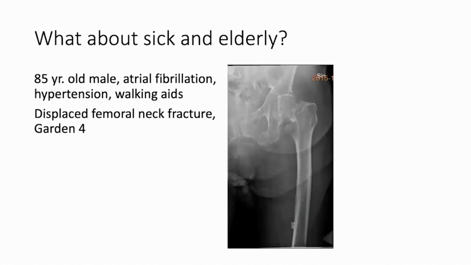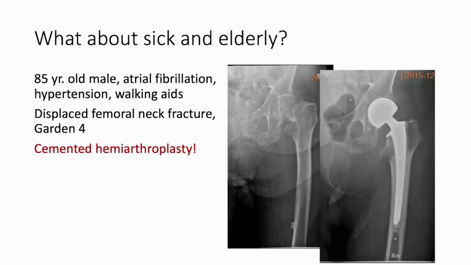So what about the sick and elderly patient? A typical case would be this gentleman. He's 85 years old. He has atrial fibrillation, hypertension. He uses walking aids and doesn't actually walk a lot. He also has a displaced femoral neck fracture type 4, according to the Garden classification. And according to our local routines, this patient would be operated with a cemented hemiarthroplasty. So no question about using cement in this case, but definitely a hemi rather than a total hip arthroplasty.